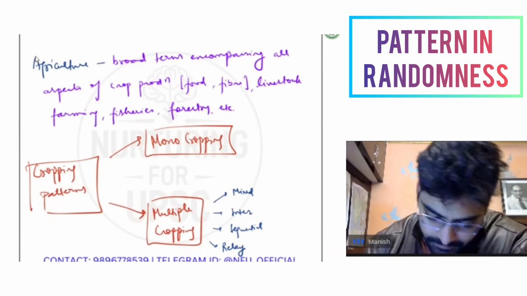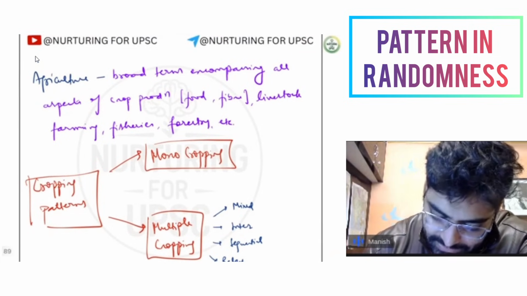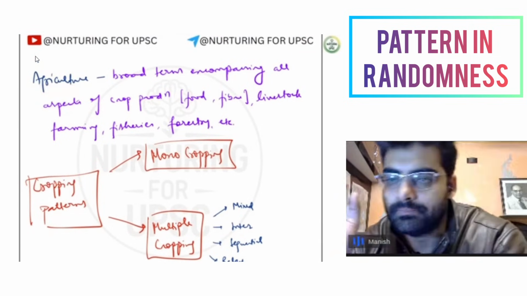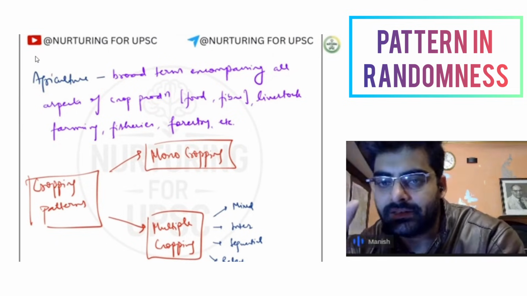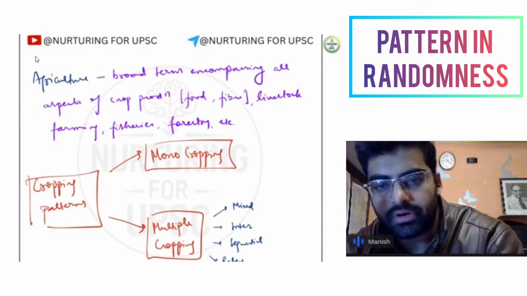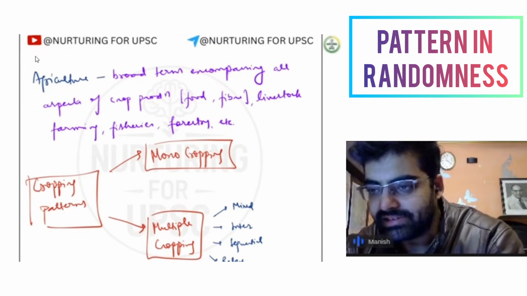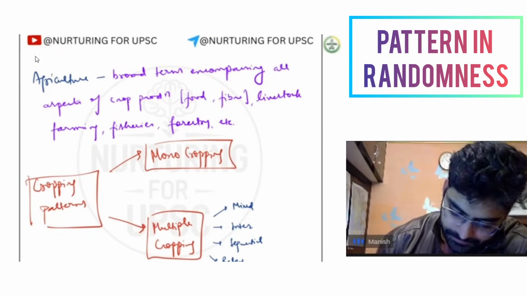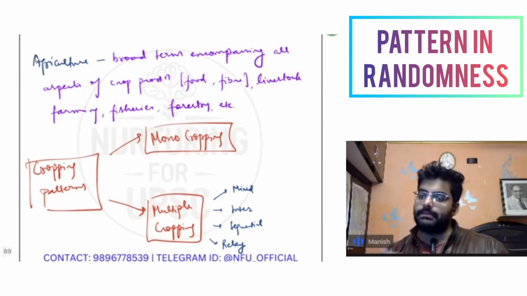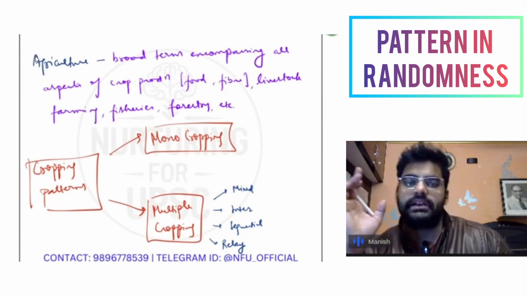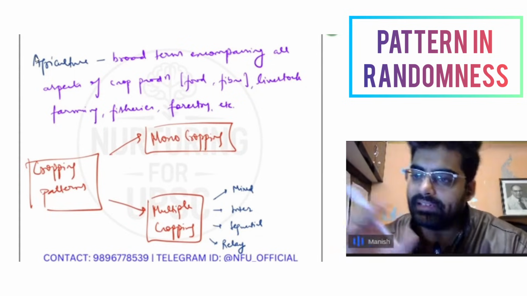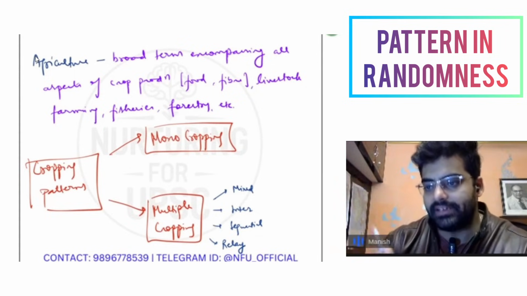All right. So agriculture is a broad term which includes everything like crop production, livestock farming, fishery, forestry, etc. So we have different types of cropping patterns, like how crops are distributed along space and time.